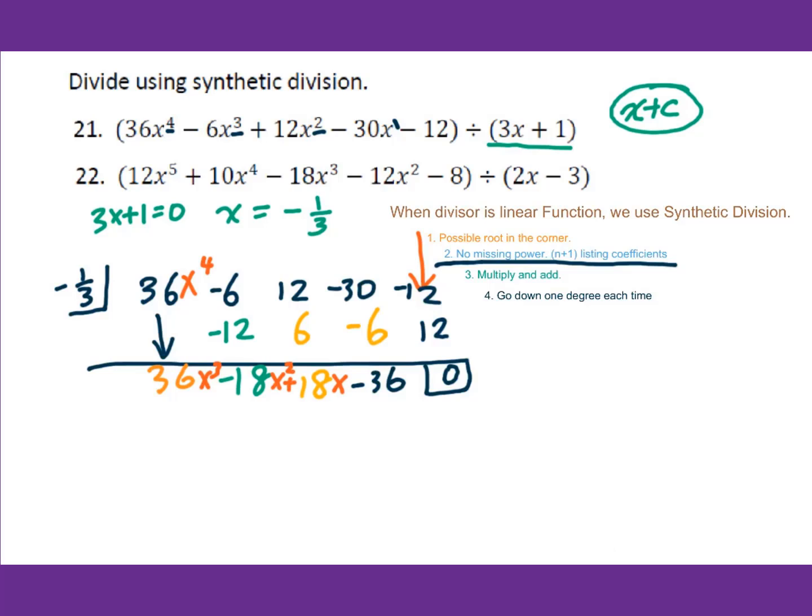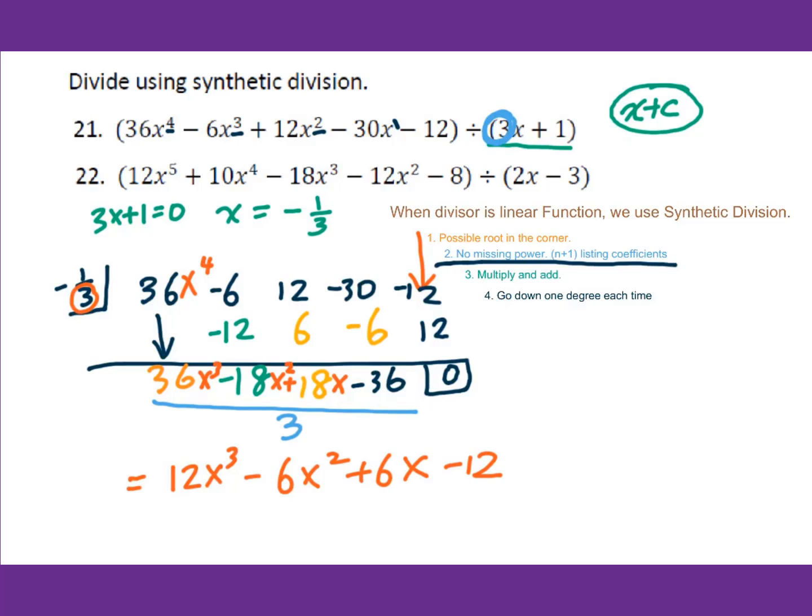We didn't finish yet. Remember, look at here. This is a 3. You have to divide by this 3. In other words, you can think we divided by this denominator. Then the final answer, we got 12x³ − 6x² + 6x − 12. This will be the solution to number 21.